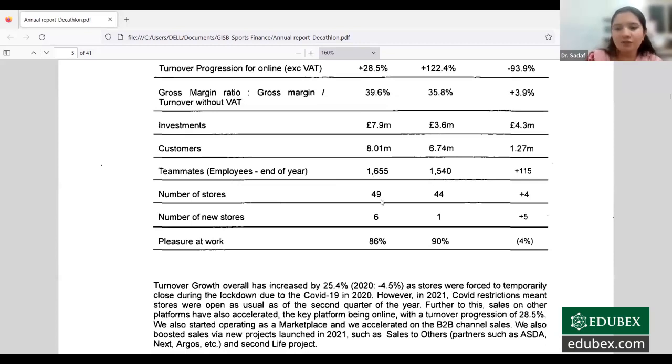Number of stores: only 4 more stores in the last year, but they will be having more stores coming up. And this is also an indicator of pleasure at work, or the happiness index at work.